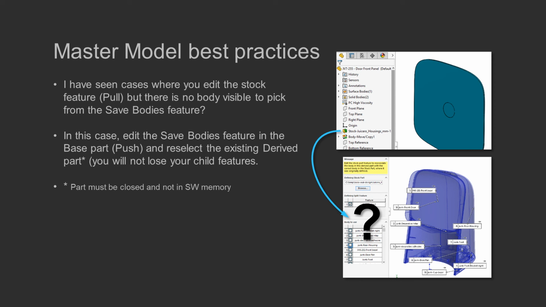If that's the case, the only thing I've found that you can do is just exit out of that, close the stock feature, the derived part that's in question, and then go do the push method. That is, go into the actual master, edit the Save Bodies, and reassign it to the derived part, in this case, the door front panel that you want to be reassociated with. So that's a method for overcoming that.